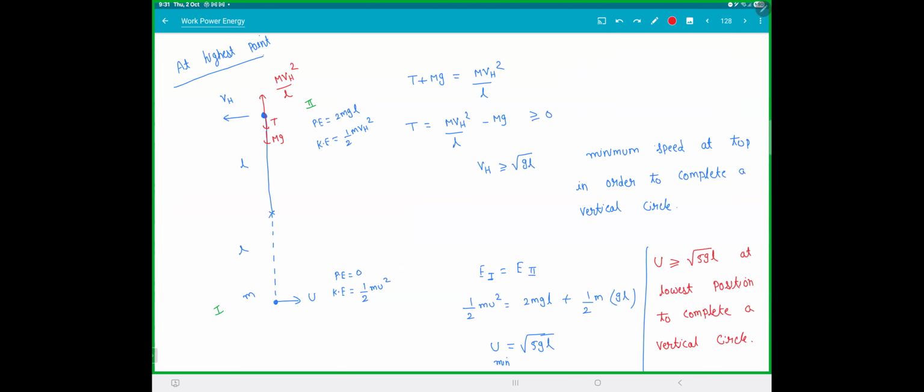Yeah, no, both are minimum only. VH is the minimum speed at the highest point. Root 5 GL is the minimum speed at the lowest point. Both are minimum speeds, but one is at the highest point, one is the lowest point. Basically, if you give minimum here, here also you'll get minimum, na? Got it?